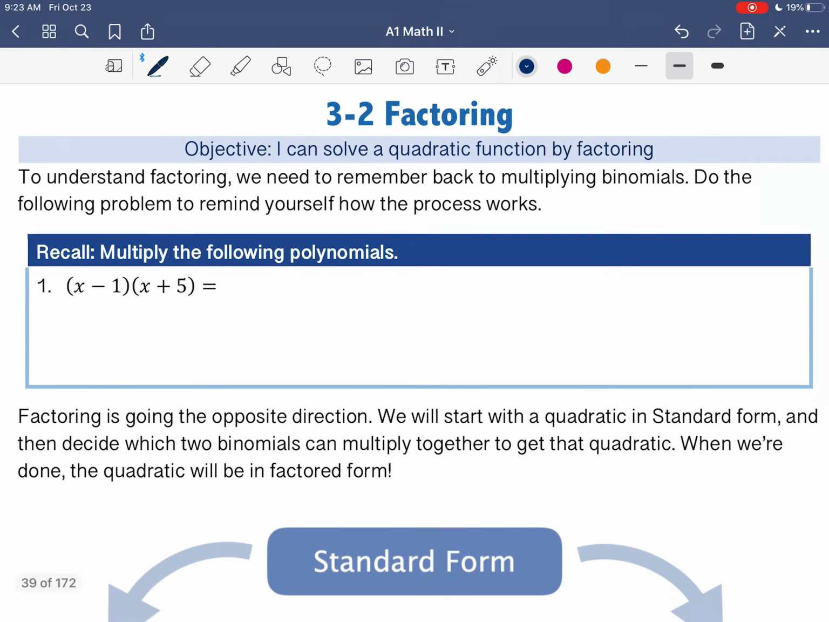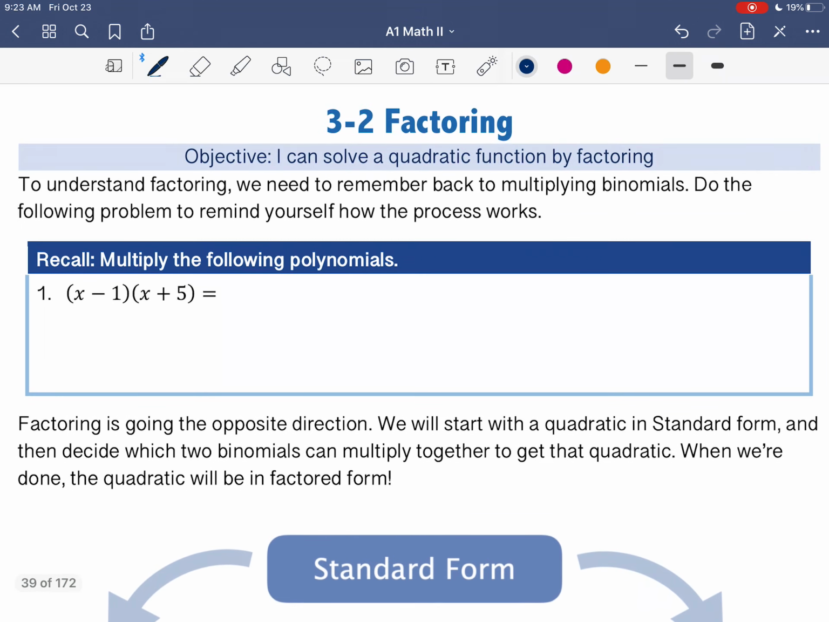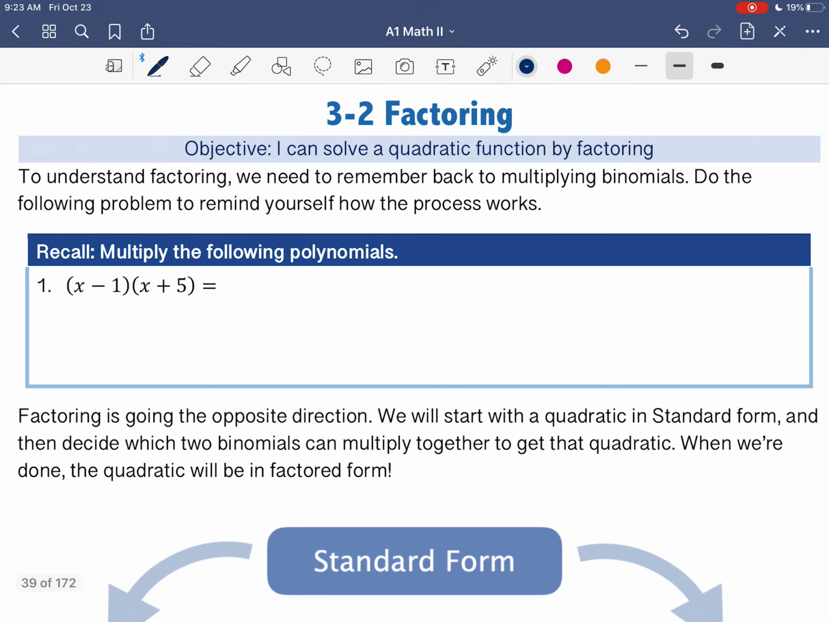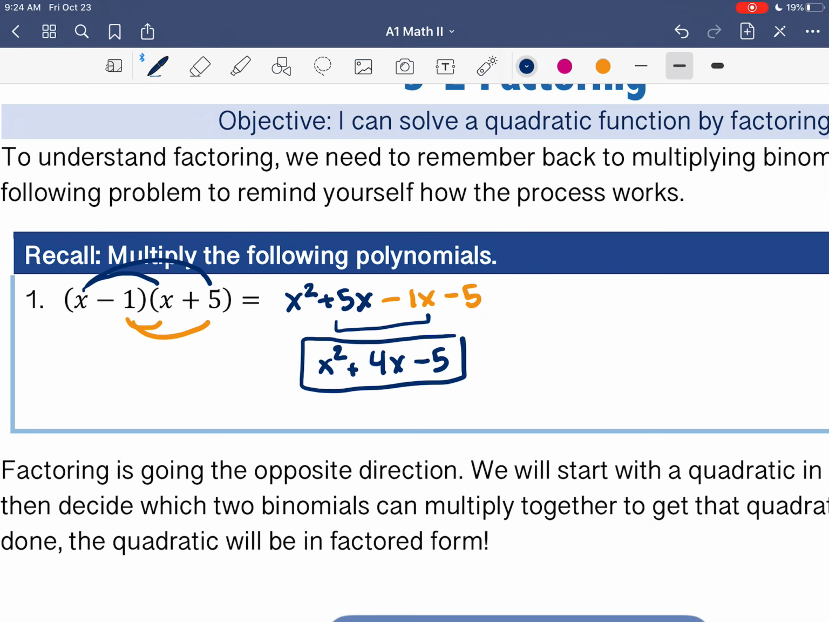First, we just have sort of this reminder of multiplying polynomials. This will make more sense in a second, of course, but just as a reminder, we multiply polynomials by distributing. So when I distribute my x, it gives me x squared plus 5x, and when I distribute -1, I get minus 1x and minus 5, and then I combine like terms here in the middle, and that gives me 4x, and minus 5 and x squared stay the same, and that's my multiplied polynomial.